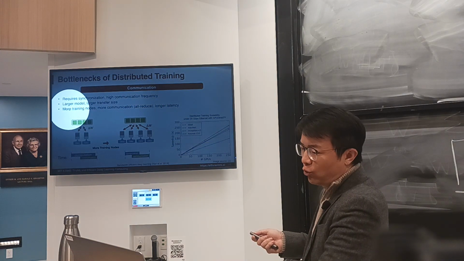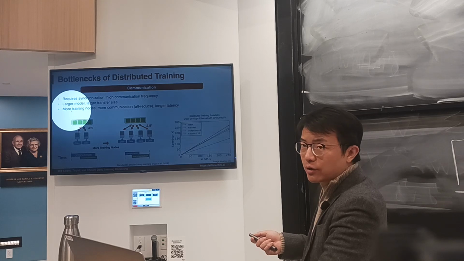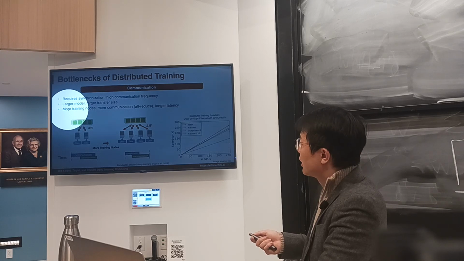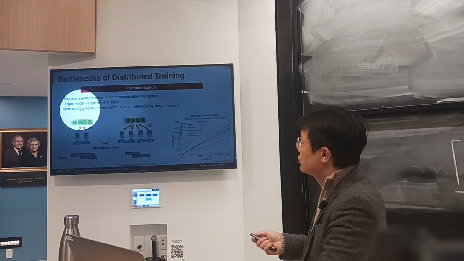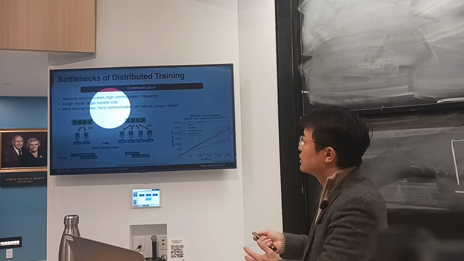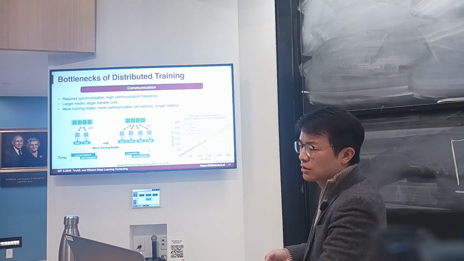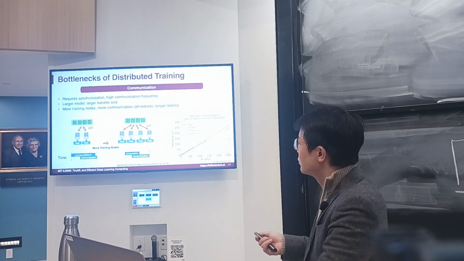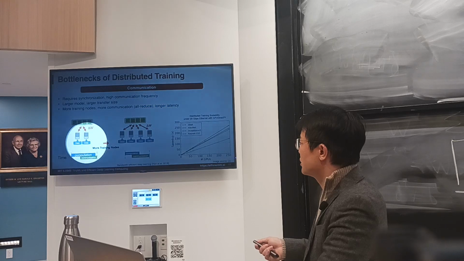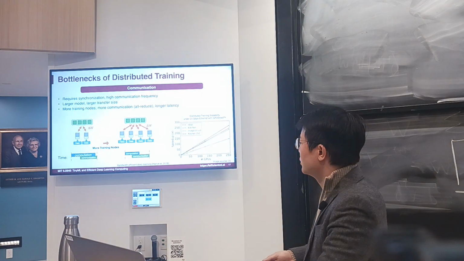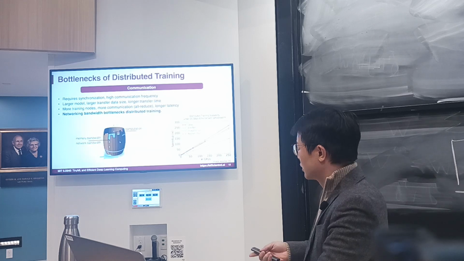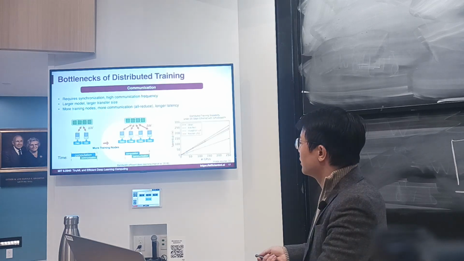And also, when you have more training nodes, if you want to make your training faster, like from an hour to a few minutes, you need to introduce more training nodes, which means more communication between the nodes using, like, all-reduce, leading to longer latency. If you have more nodes, the communication time will actually be larger compared with the computation.